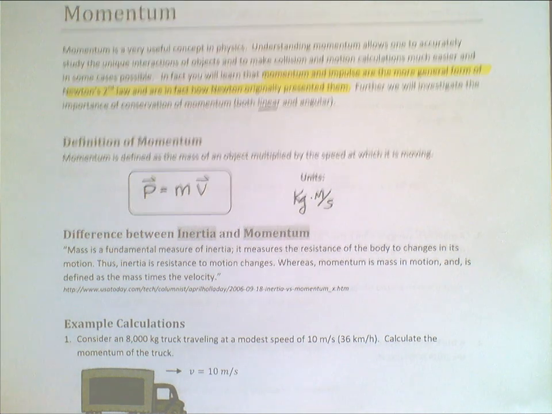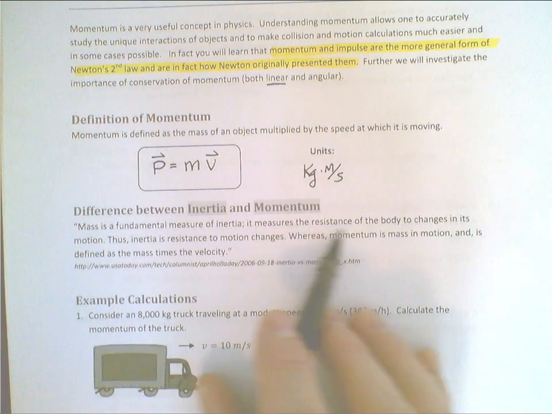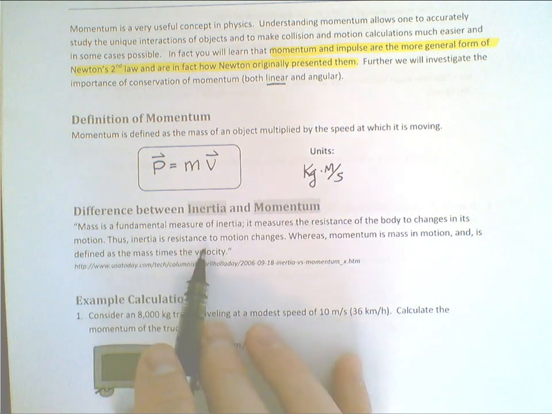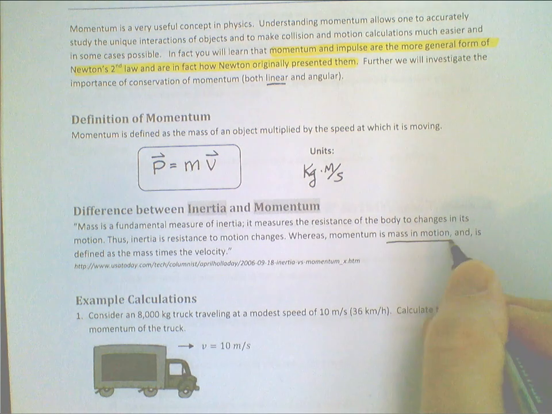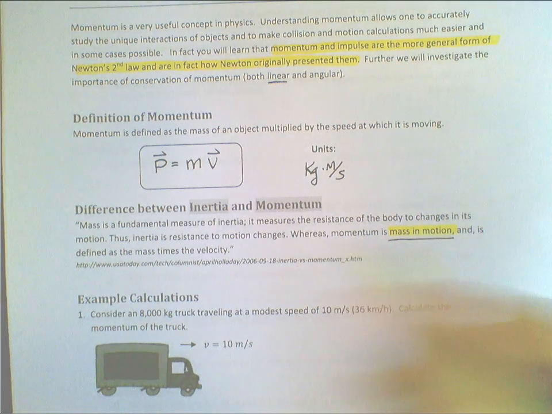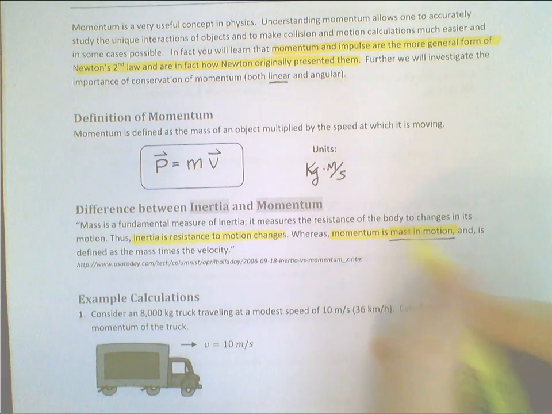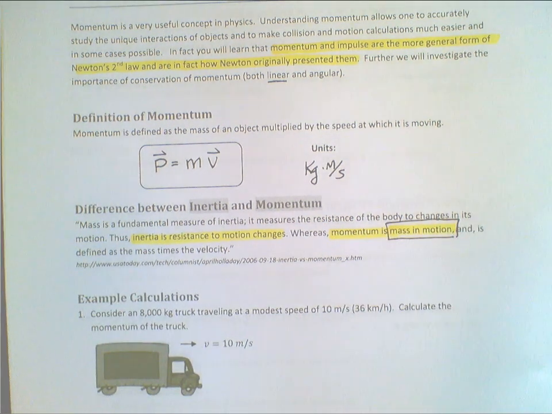Okay. Difference between inertia and momentum. Mass is a fundamental measure of inertia. It measures the resistance of a body to changes in motion. I've gone on about that so many times. Thus, inertia is the resistance to change in motion, whereas momentum is mass in motion. So that is the big difference. You might want to highlight that, put a little box around it, and realize that that is what momentum is. And so it's defined as mass times velocity.